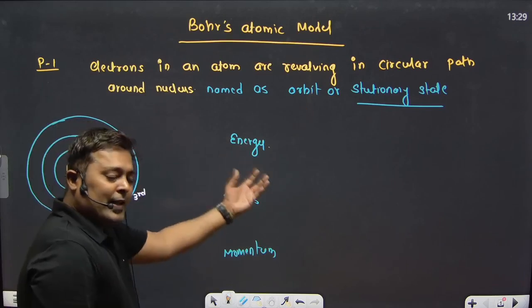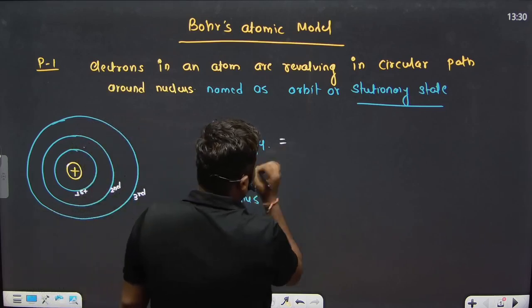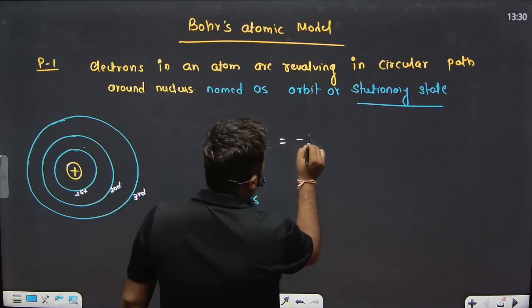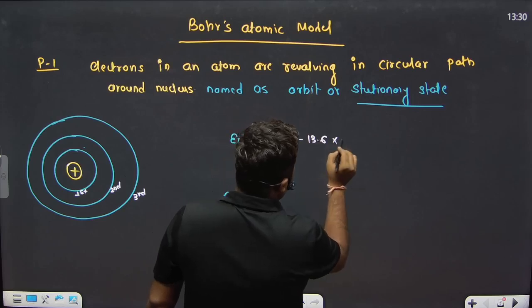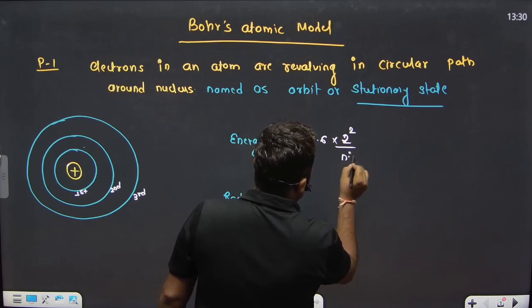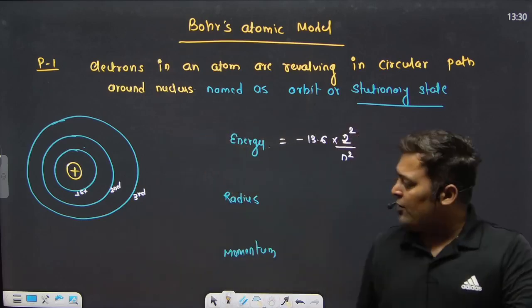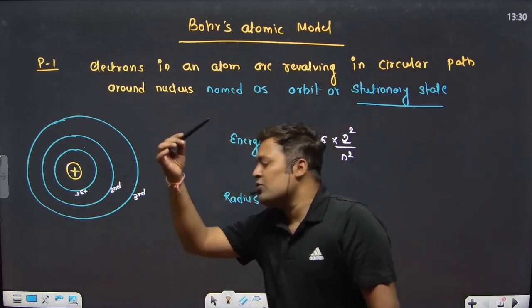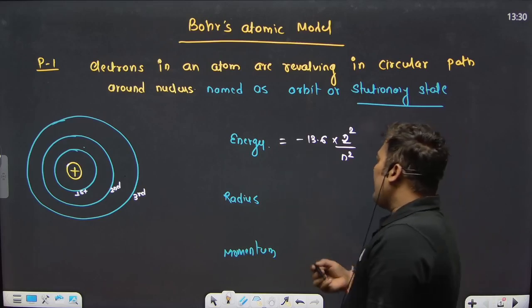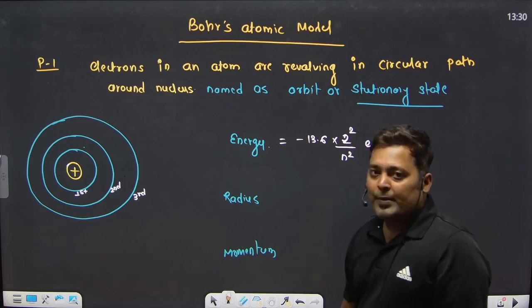Now when we talk about the energy, Bohr also made a derivation for the calculation of the energy of the electron, and the energy of the electron can be simply calculated by using the formula minus 13.6 into Z square upon n square. So with the help of this formula, we can calculate the energy of any orbit. Like if I want to calculate the energy of the first orbit, I have to use this formula. By using this formula, I'm going to get energy in terms of electron volt. The unit of the energy is going to be electron volt.